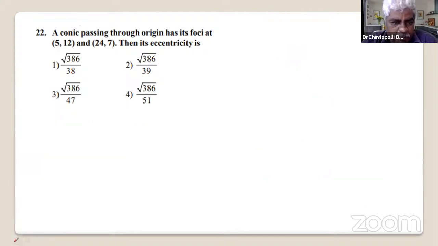Now, let's have a look at this question. A conic passing through the origin. Conic means here the present topic is ellipse.